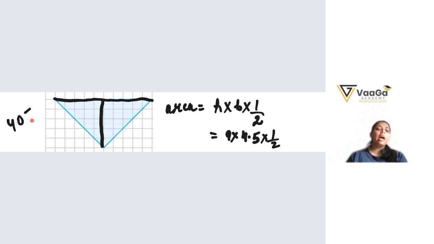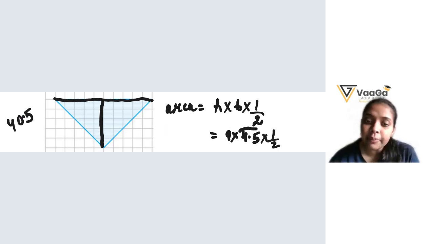405. Okay. Now can you tell me in this number after how many digits I have decimal? After 1 digit. So I'll place the decimal after 1 digit here also. So 9 times 4.5 is 40.5. Did you get it? Yes. Okay. Can you multiply this for me?